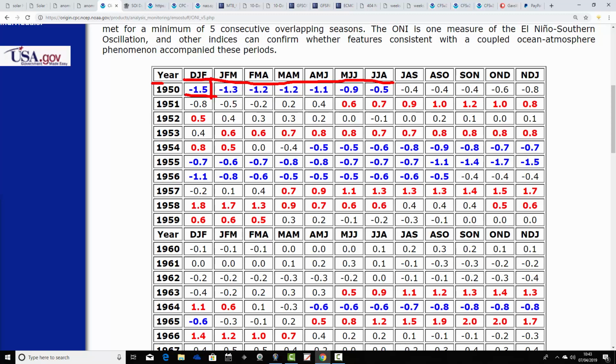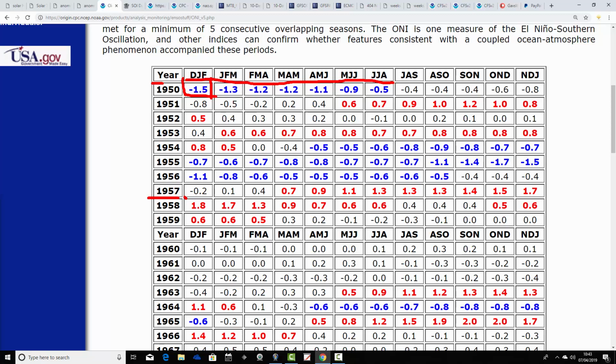-1.05 for the tri-month period of December, January, February. Tells us that for that winter of 49-50, there was a La Nina, a cold event going on. El Nino is depicted by the red positive numbers. So for example, coming down to 1958, we can see that there was an El Nino in the winter of 1957-1958, quite a moderate El Nino, borderline strong.